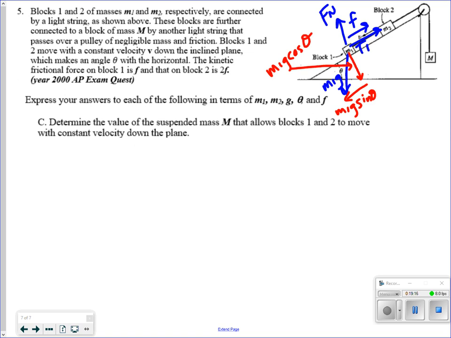Now, let's take a look at the other blocks. We've got the same sort of thing going on here. All right, M2G, Fn, actually we'll call that Fn2, we'll call that Fn1, and then T2, 2F, gosh, I'm almost off the page.